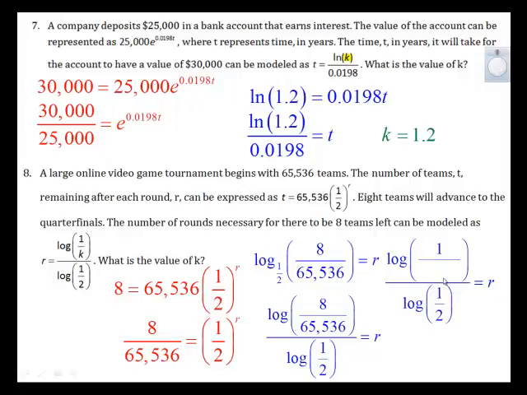65,536 divided by 8 gives us that. So that's what our K is. K equals 8,192.